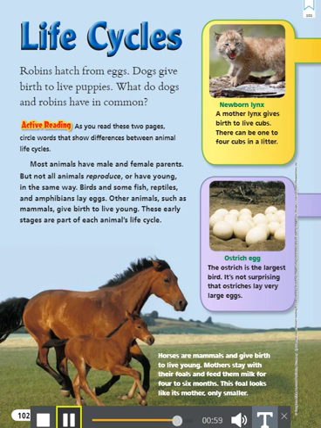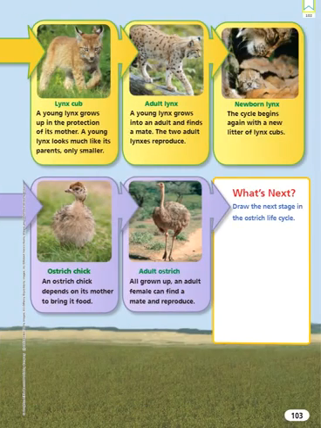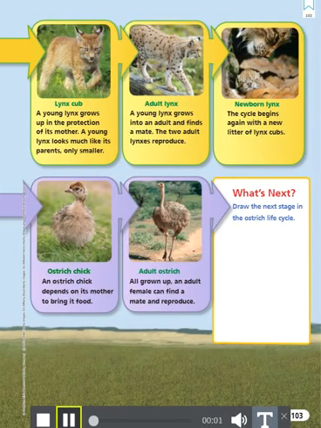Horses are mammals and give birth to live young. Mothers stay with their foals and feed them milk for 4 to 6 months. This foal looks like its mother, only smaller. Lynx cub. A young lynx grows up in the protection of its mother. A young lynx looks much like its parents, only smaller.